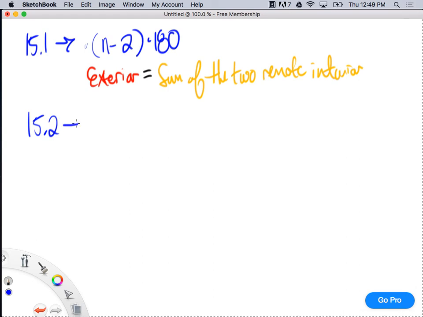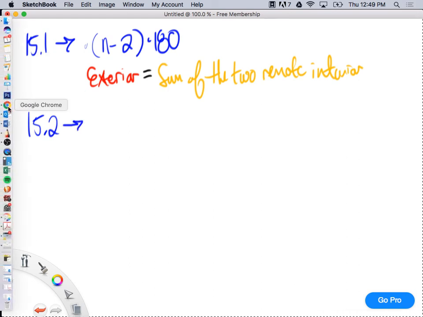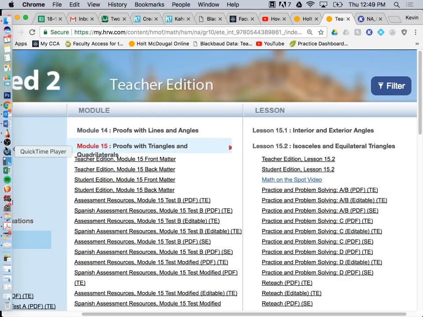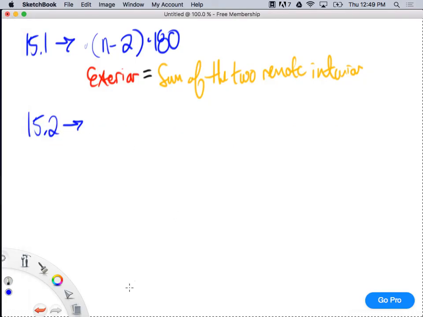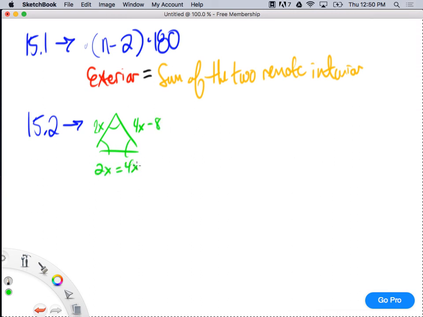15.2 was isosceles and equilateral triangles. And what's an example of that? Like on an equilateral triangle, that's one we just went over. We'd have like 2x and then 4x minus 8 or something, and you'd set them equal to each other. 2x equals 4x minus 8, and you'd solve for x and plug it back in to get the side.